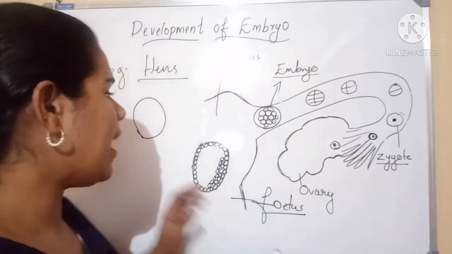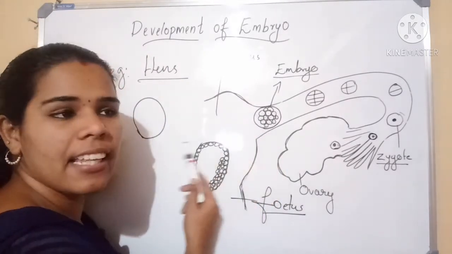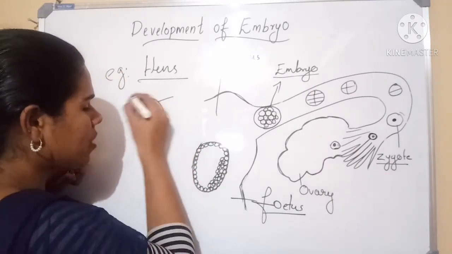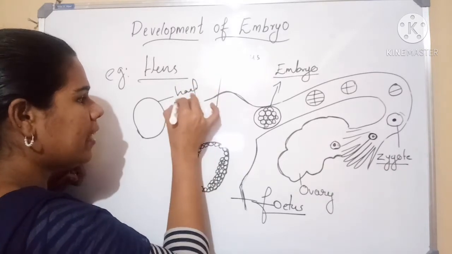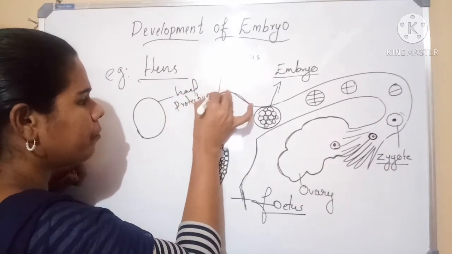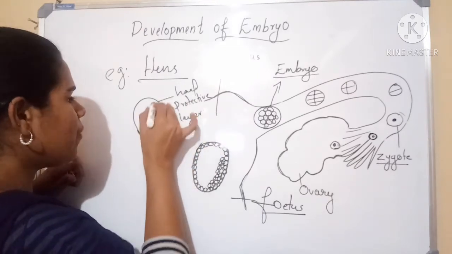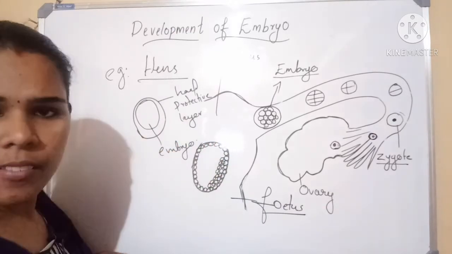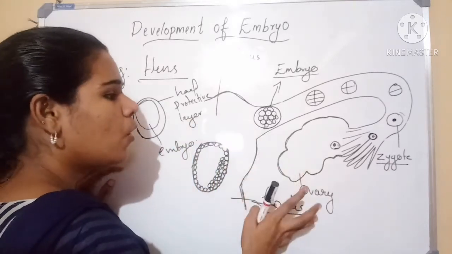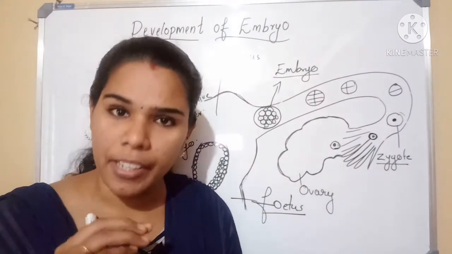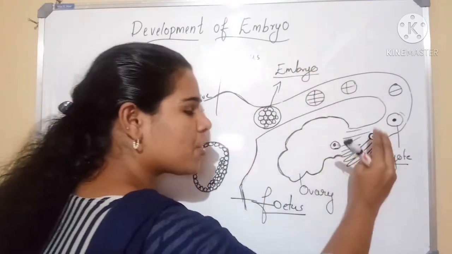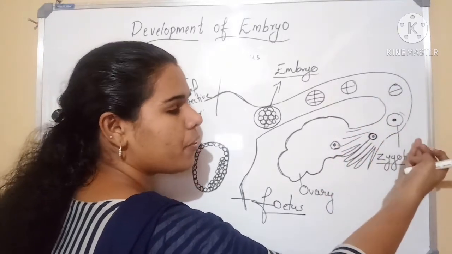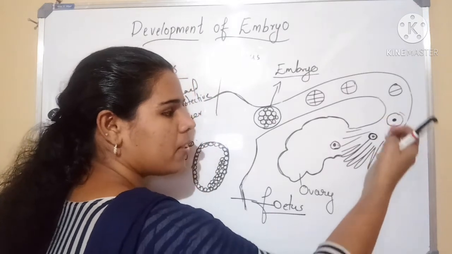So the hens lay eggs. These eggs have a hard protective layer outside, and inside we can see the embryo. So hens are also an example of internal fertilization, because the fertilization occurs inside the female body, and after fertilization the zygote forms.